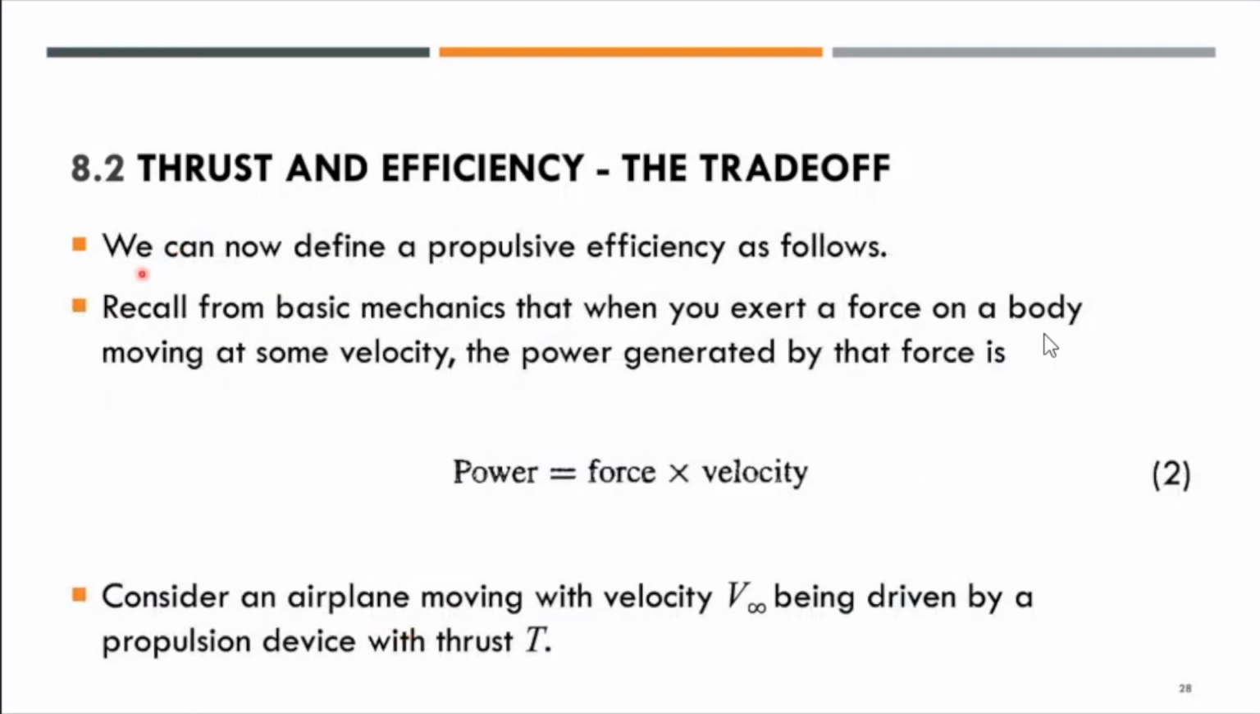Alright, so we can now define a propulsive efficiency as follows. We recall from basic mechanics that when you exert a force on a body moving at some velocity, the power generated by that force is equal to the force times velocity. This will be your equation number 2, considering an airplane moving with velocity v infinity being driven by a propulsion device with thrust T.